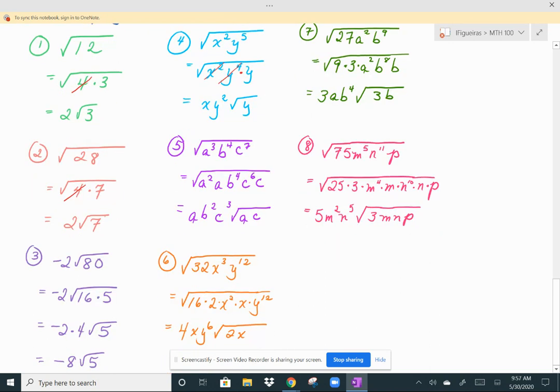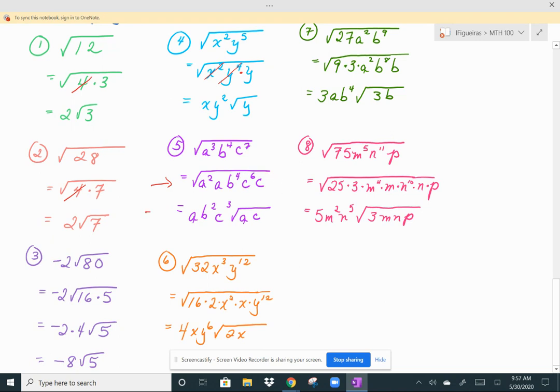Number 5, I have a cubed, b to the 4th, c to the 7th. B to the 4th is a perfect square. A cubed and c to the 7th is not. So I write a cubed as a squared times a, and I rewrite c to the 7th as c to the 6th times c. Again, because these two add up to c to the 7th. Then everything with an even exponent comes out of the radical, and you divide the exponent by 2.